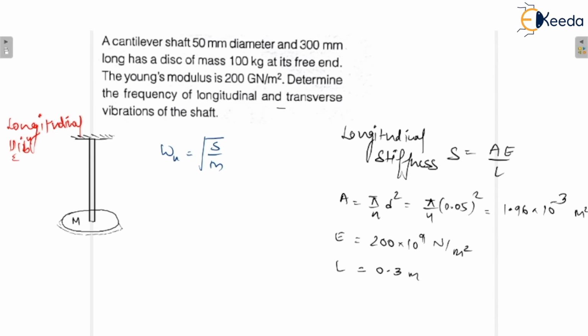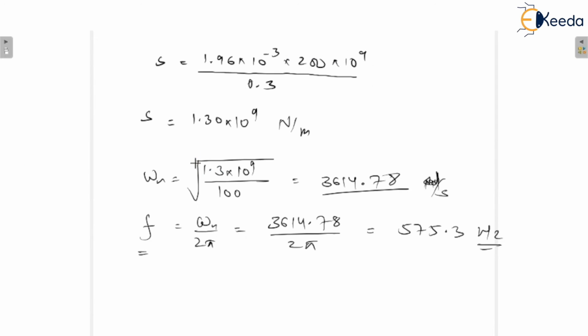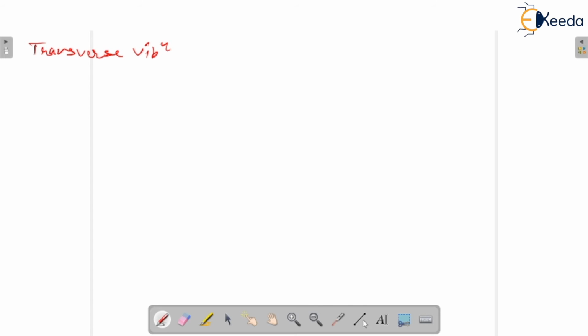Okay, now we are going to solve the next part, that is the transverse vibrations. We have to calculate the frequency of transverse vibration of the shaft. So the next part is transverse vibrations. So we have to draw the arrangement. This would be like that. This is the shaft, and at this shaft there is a rotor which is attached at the end of this shaft like that, and having a mass m.